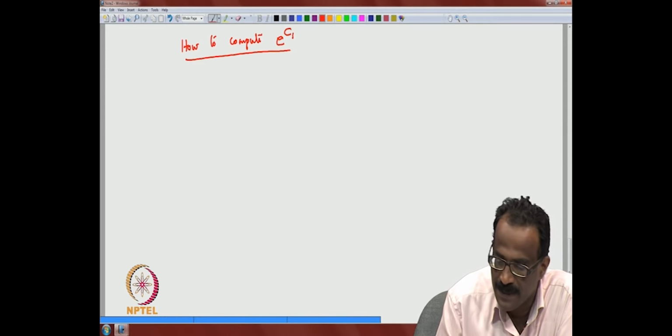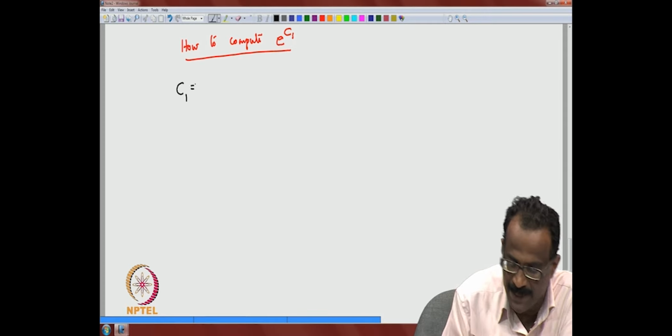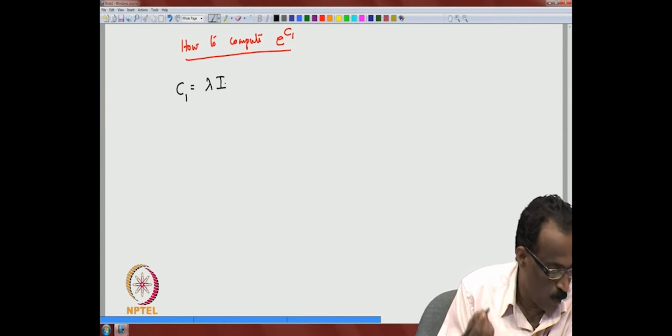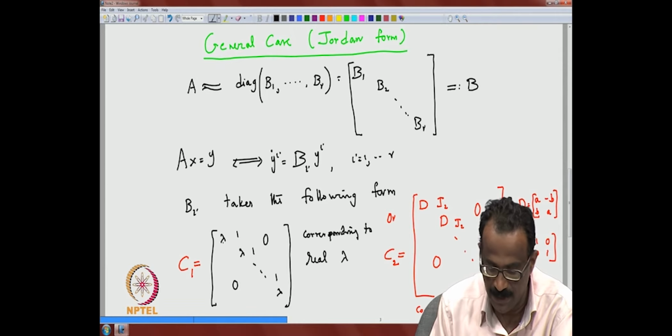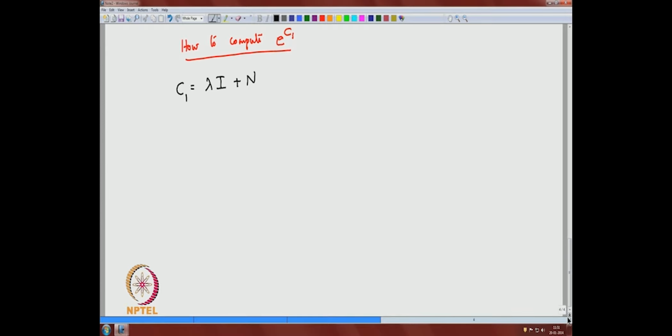Now consider this case. So look at C1. I can write C1 separately as lambda times the identity, of some order, plus N. I separate this: I keep only the diagonal entries and put 0 everywhere else, plus I put the diagonal entries also 0 and put 1, 1, 1 as the off diagonal. I have not said what the order is. Here N takes the form with diagonal entries 0 and 1, 1, etc., 1, the rest of all the elements 0. You see, it is a very nice matrix.